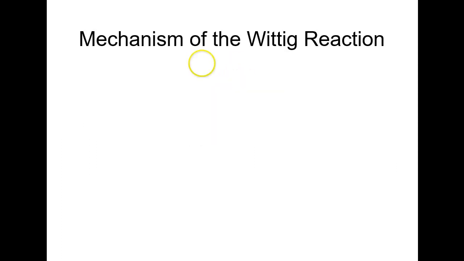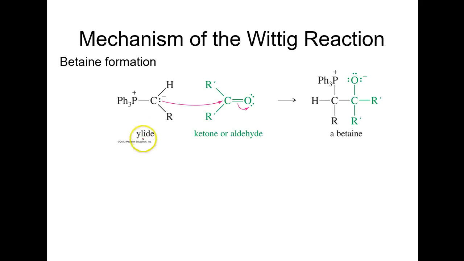Once you've formed the ylid, here's my ylid. Once I form it, it just attacks the carbonyl and kicks up the pi bond to give you this compound. I'm purposely putting this oxygen next to this phosphorus, because of what's going to happen now. You notice you have this phosphorus, which is pretty big with a plus charge.